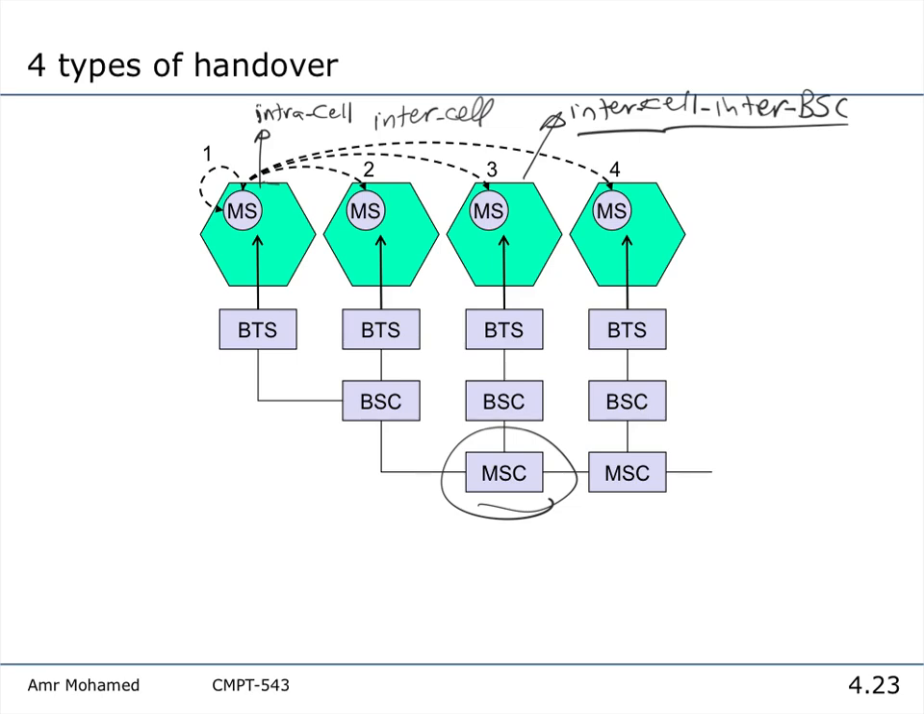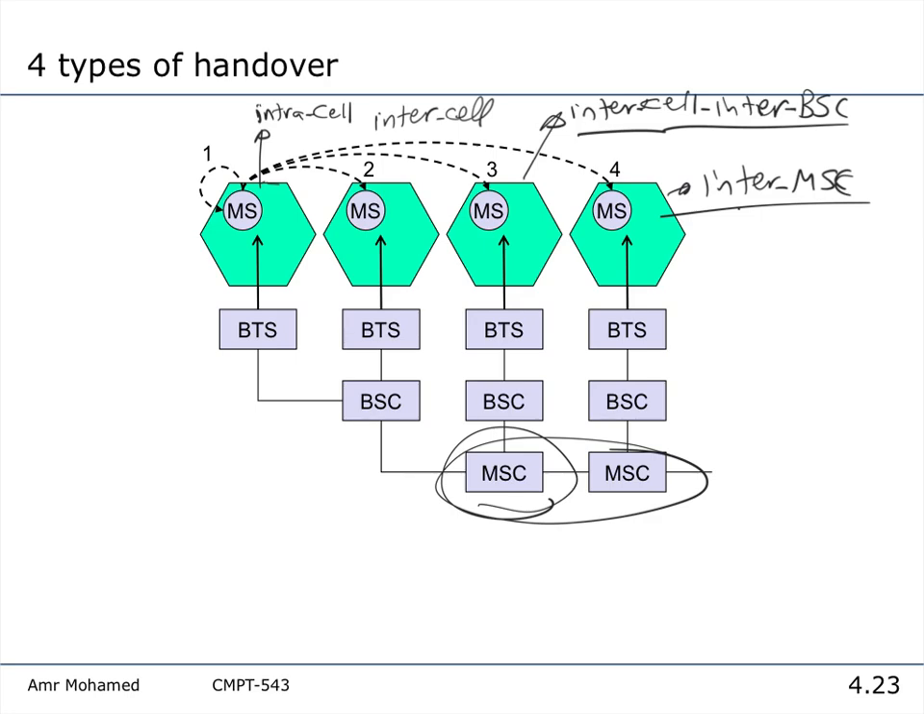And the last one is inter-MSC. This is about when you move from one city to another. So in that case, both MSCs have to be engaged. So these are the 4 types of handover.